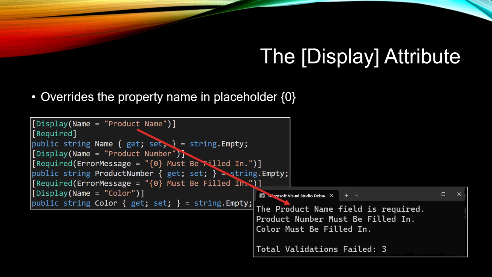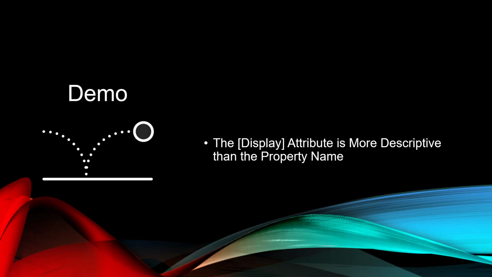Whatever you put into the quotes inside of there is actually replaced when you have that 0 placeholder. So it can eliminate the property name and use a more meaningful name to your user, which is usually a good thing. Let's take a look at the display attribute and see how it is more descriptive than the property name.